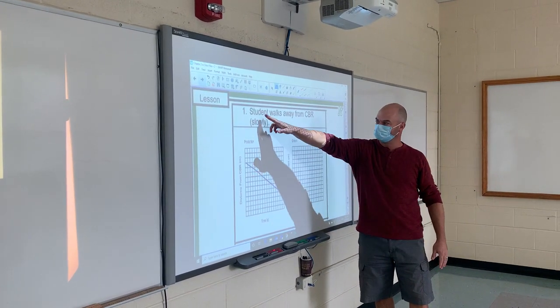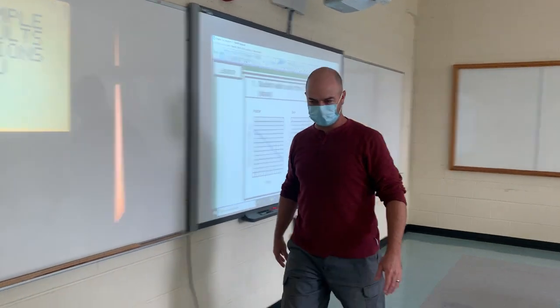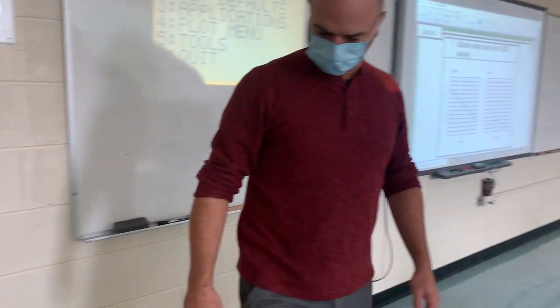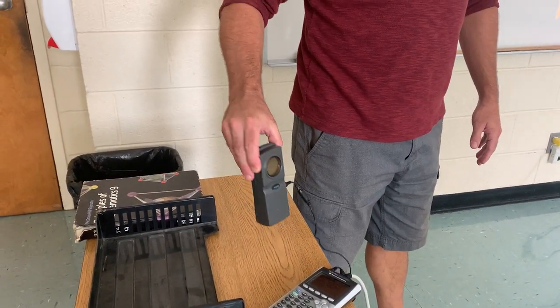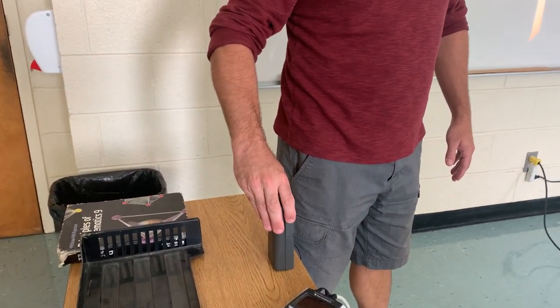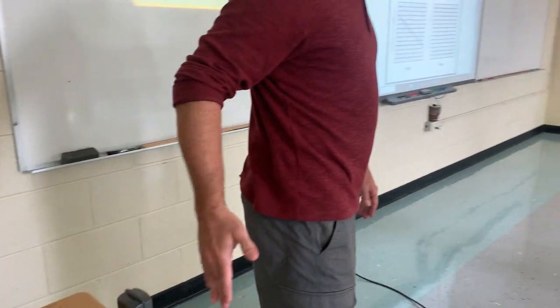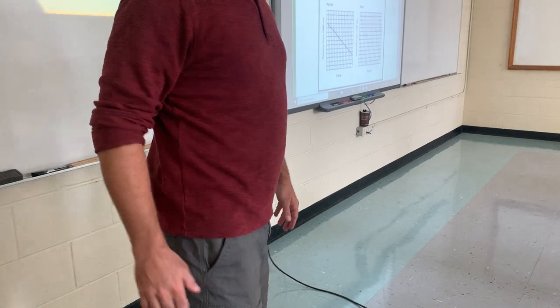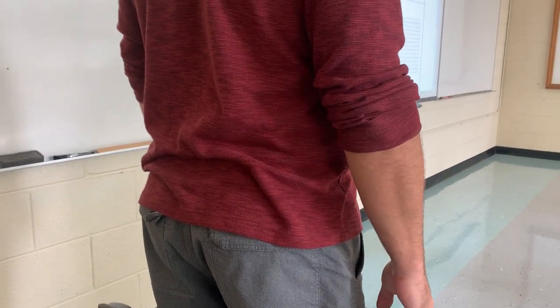And again, this is the first one. Student walks away from the CBR. The student is going to be me. All right, so as you can see on the table here, I've got a CBR, which is a motion sensor. It's going to be picking up Mr. Bracken's distance as he walks towards or away from the CBR. First case, he's walking away from, so I'm going to set this up and we're going to see how this looks.